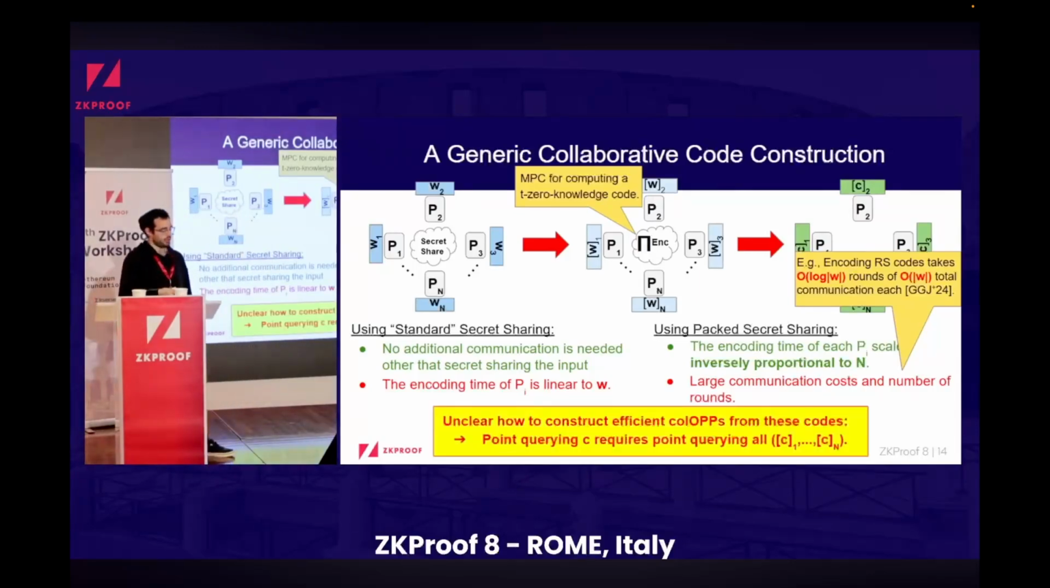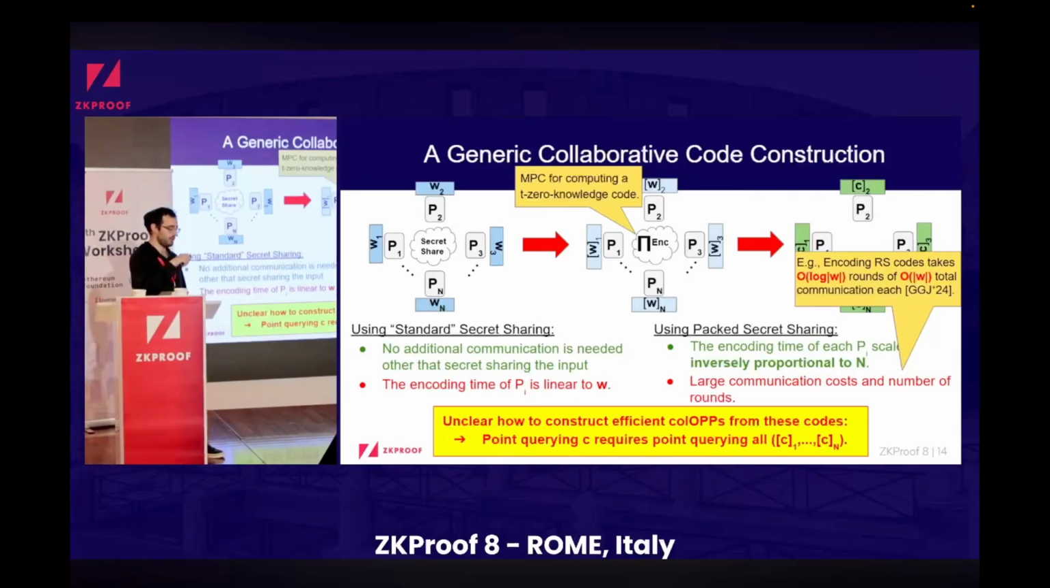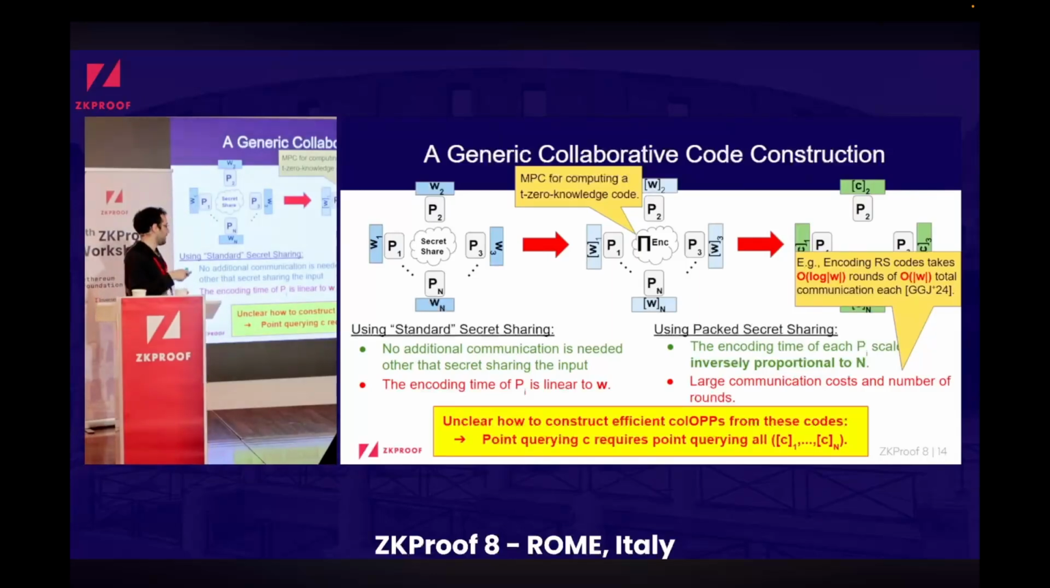Next, and most importantly, it is unclear how to construct co-IOPs that are efficient in terms of proof size. That's because if the verifier wants to perform a point query over the codeword C, it would have to point query each secret share of C, which would blow up the proof size by a factor of n.